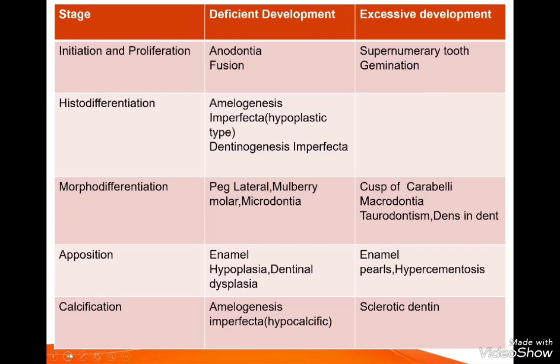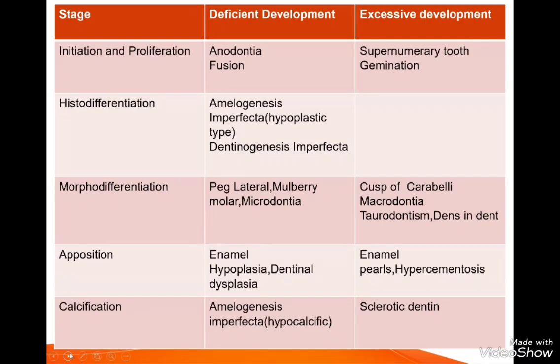There could be either deficient development in this stage or excessive development in this stage. If there's deficient development in initiation, it could lead to anodontia, and if there's excessive initiation, it could lead to supernumerary teeth. If there's deficient histodifferentiation, it could lead to amelogenesis imperfecta of hypoplastic type, dentinogenesis imperfecta. If there's deficient morphodifferentiation, it could lead to peg lateral, mulberry molar, microdontia. And if there's excessive morphodifferentiation, it leads to cusp of Carabelli, macrodontia, taurodontism, dens invaginatus.